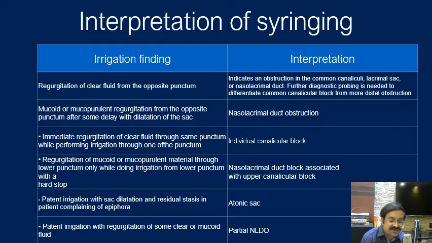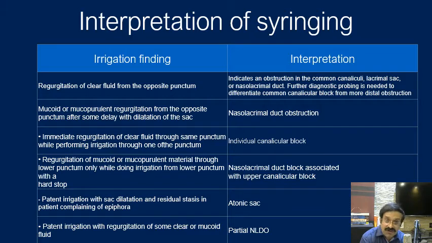So this gives a clear idea that it is an NLD obstruction. Immediate third scenario, immediate regurgitation of clear fluid through the same punctum while performing irrigation through one of the punctums. Now this is an individual canalicular block, so the water could not even reach up to the common canaliculus. So it just hits the obstruction, comes back through the same punctum, and obviously it is not admixed with any of the material within the sac, so it's a clear fluid.